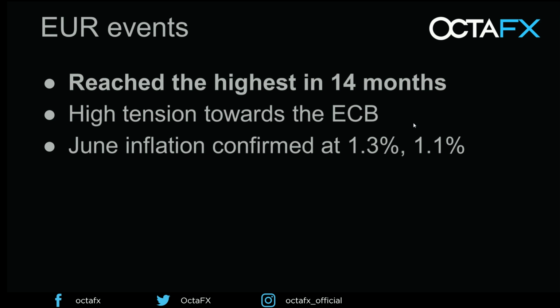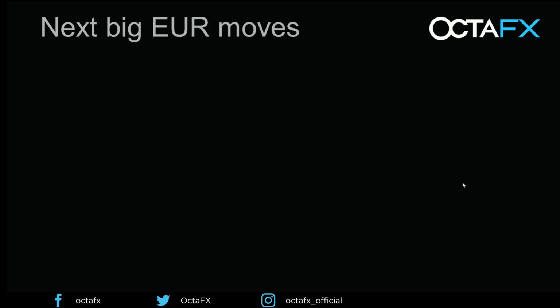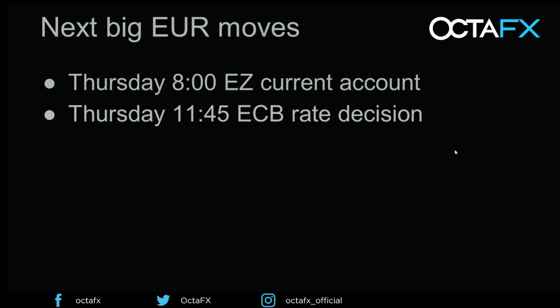They repeated the preliminary numbers, 1.3 on the headline, 1.1 on the core. Everything is set for the ECB. No surprises from the German investor confidence. All in all, what we've seen so far in euro-dollar is totally related to the dollar. But now we have the ECB. Before that, we have a current account, which shouldn't move markets too much.